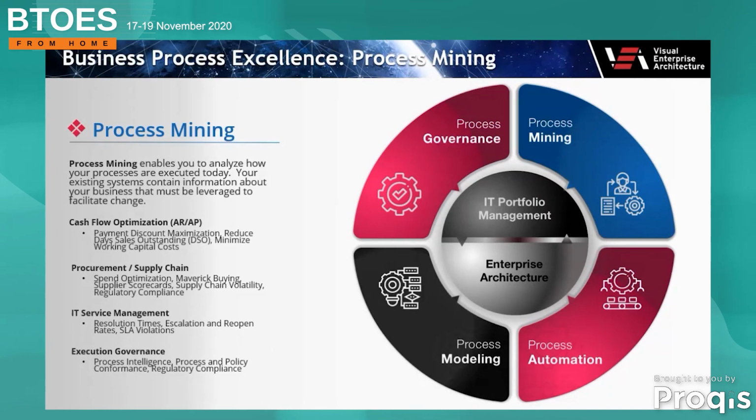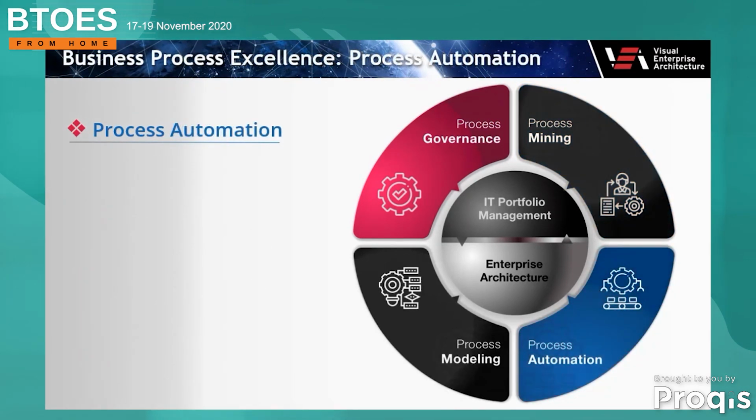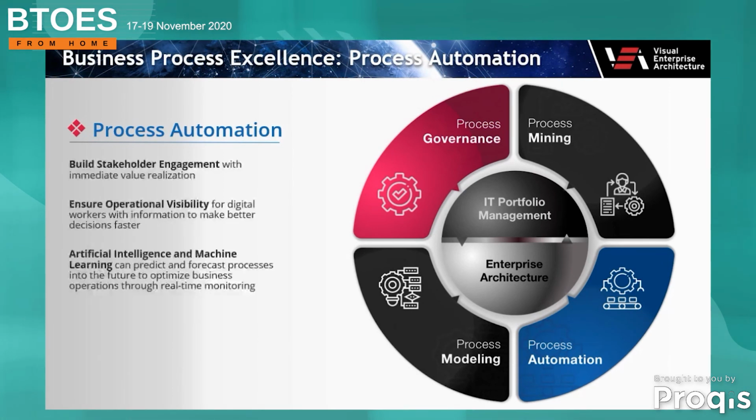The final quadrant of process excellence is process automation. Process automation brings together all the other elements in the quadrant to enable you to take action based upon the findings you've uncovered through process modeling, process governance, and process mining. So how do each of these four elements of the quadrant work together?